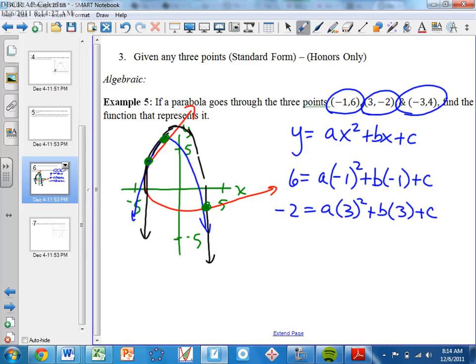The last one? Juliet? 4 equals a(-3 squared). Oops, that's 3. -3 squared plus b(-3) plus c. Okay. So we can tell that we have 3 variables and 3 equations.